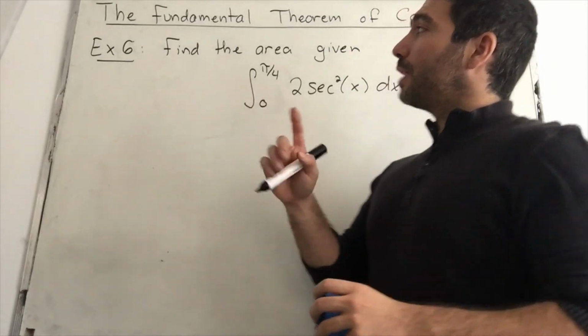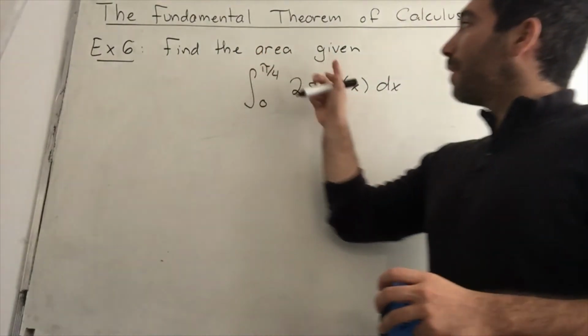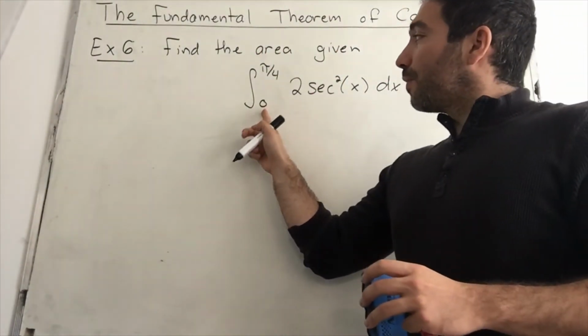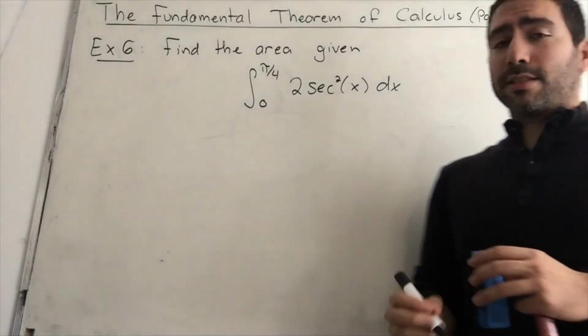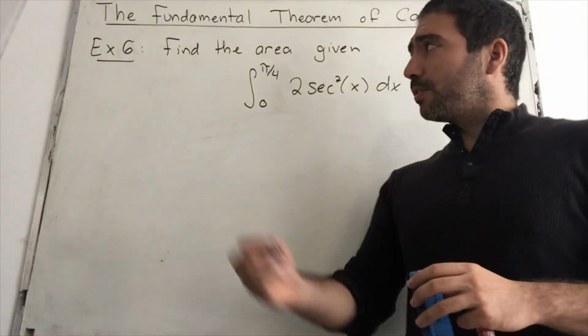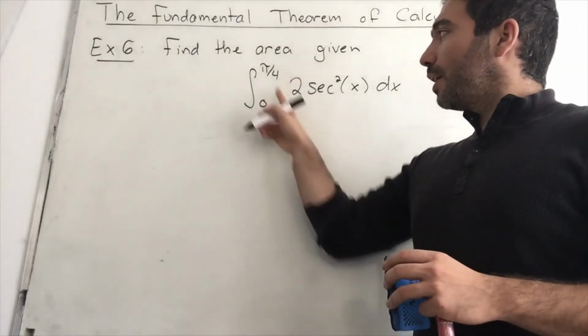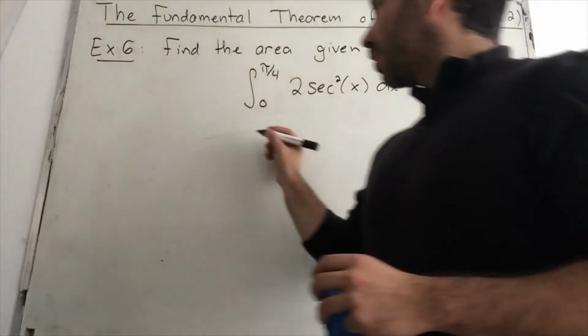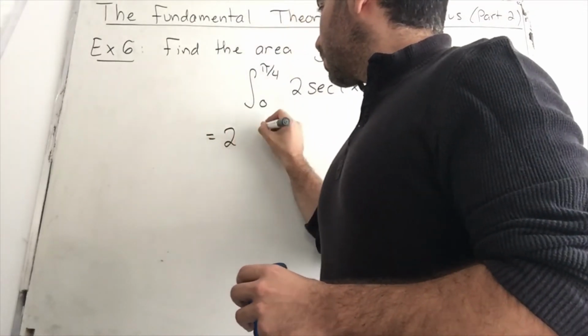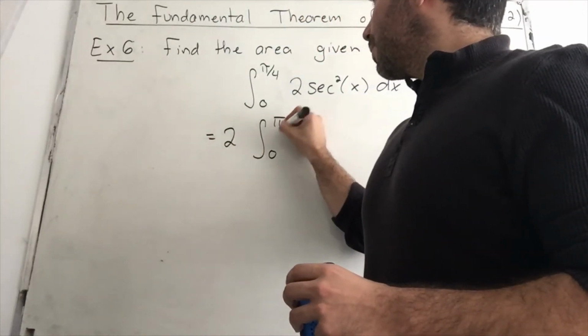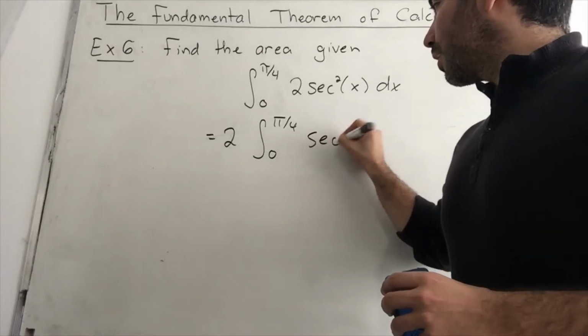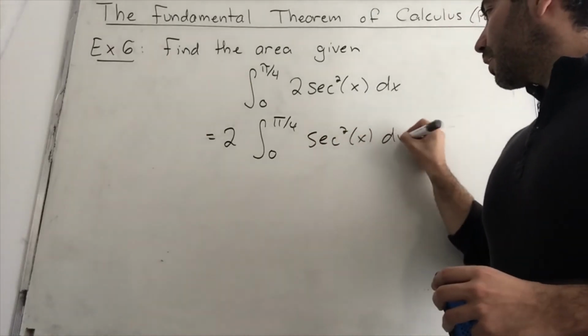So in the next example, it's asking us to use FTC part 2 to find the area of the integral from 0 to pi over 4 of 2 secant squared x dx. So again, pause the video, see if you're able to solve this on your own, and let's go ahead and do it. The first thing I'm going to do is remove the 2. That's a constant, so we can take it out. So we're left with 2 integral from 0 to pi over 4 of secant squared x dx.